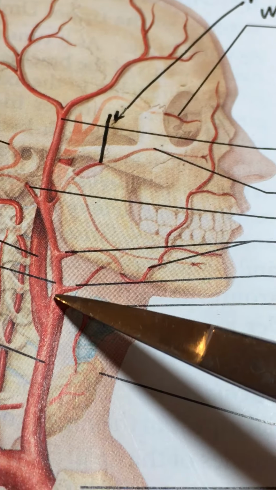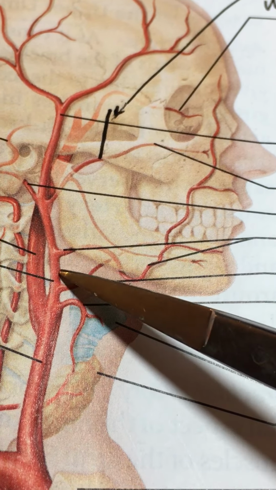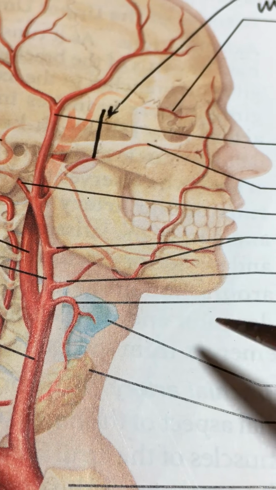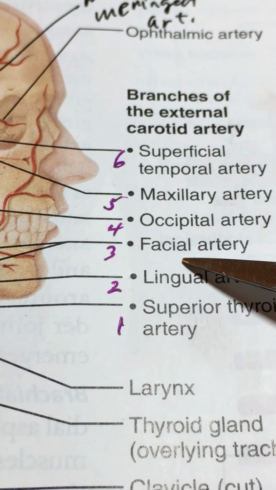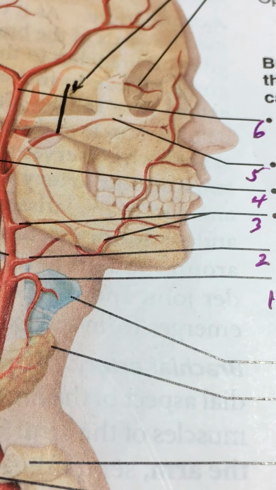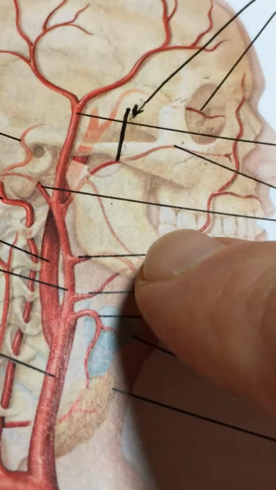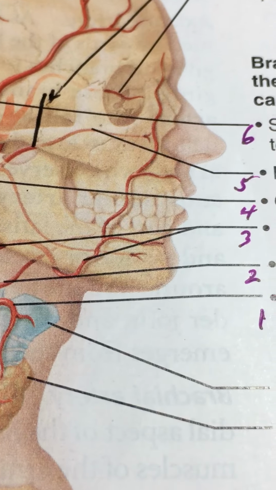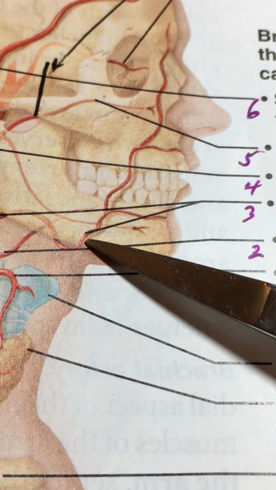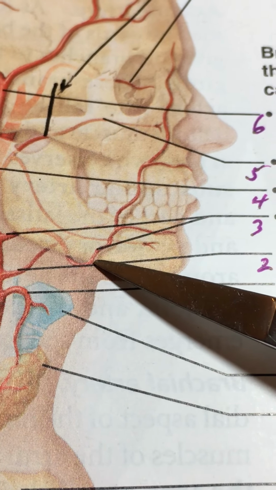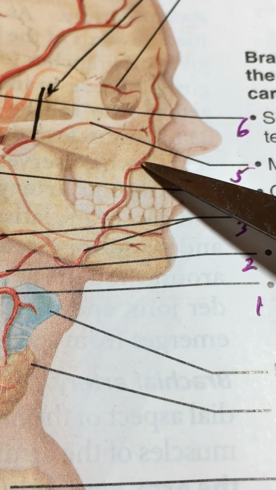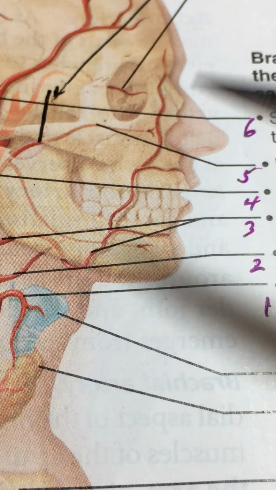The next one is also going to go behind the jaw, and then it's going to suddenly wind down behind the jaw and then come up through a groove right here. This is the facial artery, number 3. If you were to palpate right there, place your finger on your jaw, feel for the groove in your jaw carefully, push from the bottom up, and you will get a pulse there. It's a pulse point.